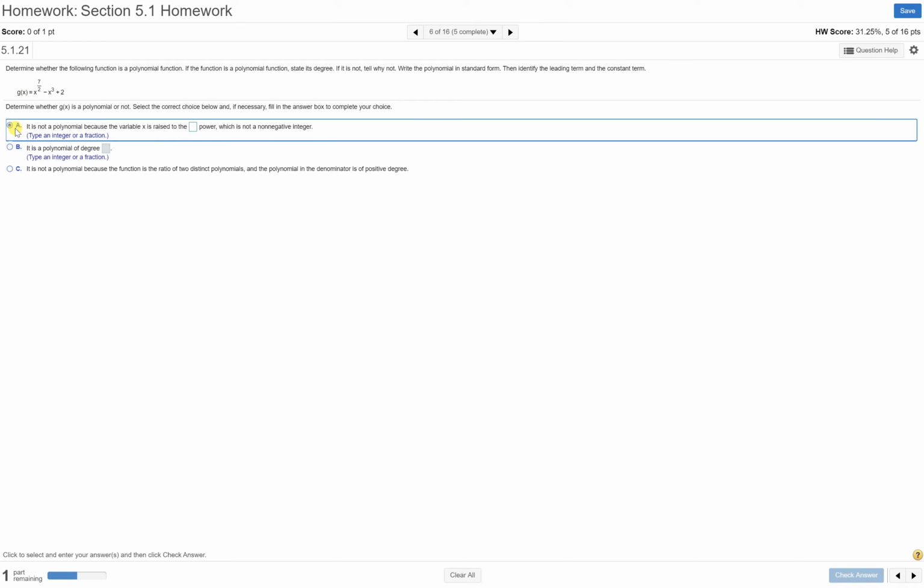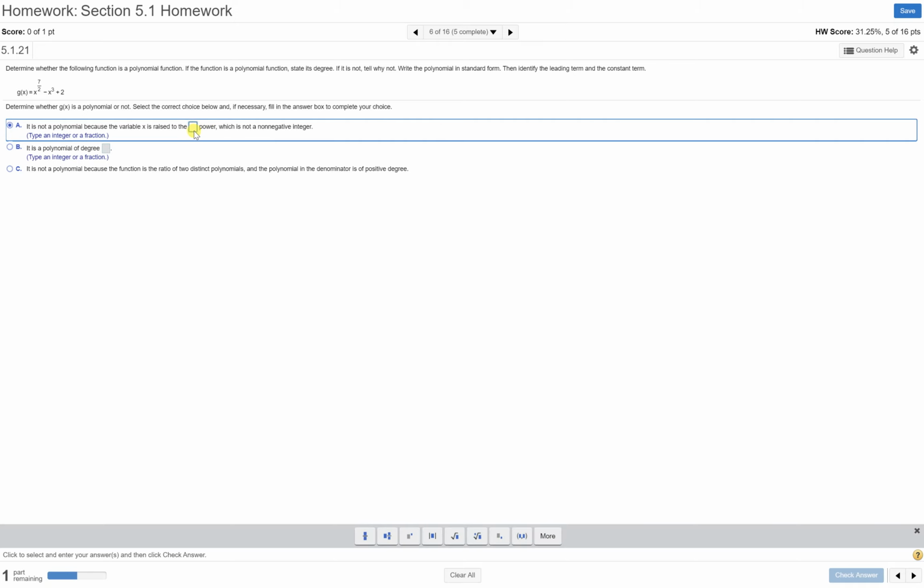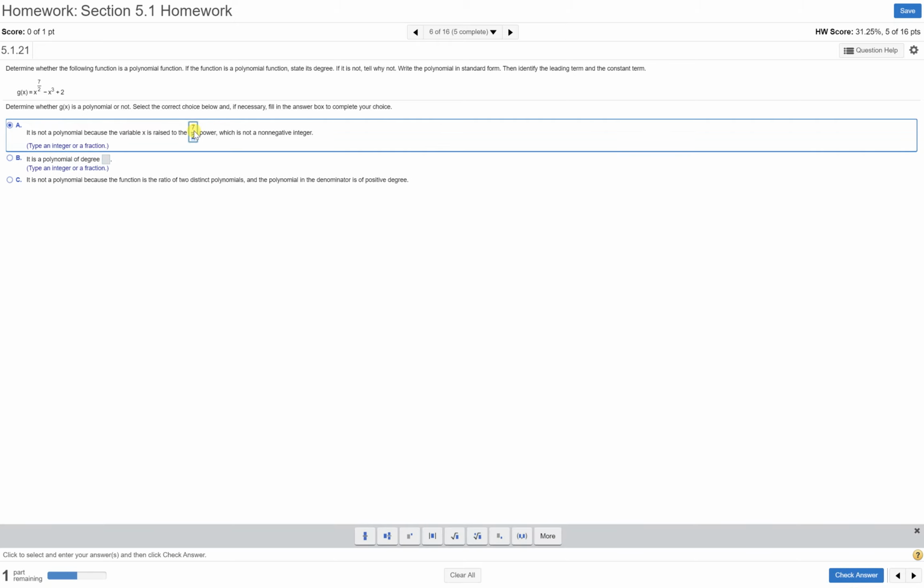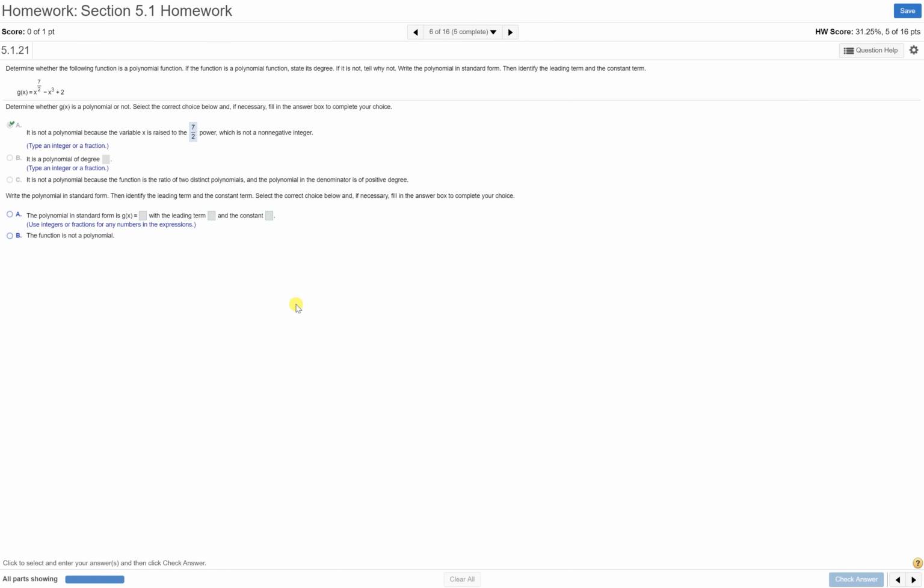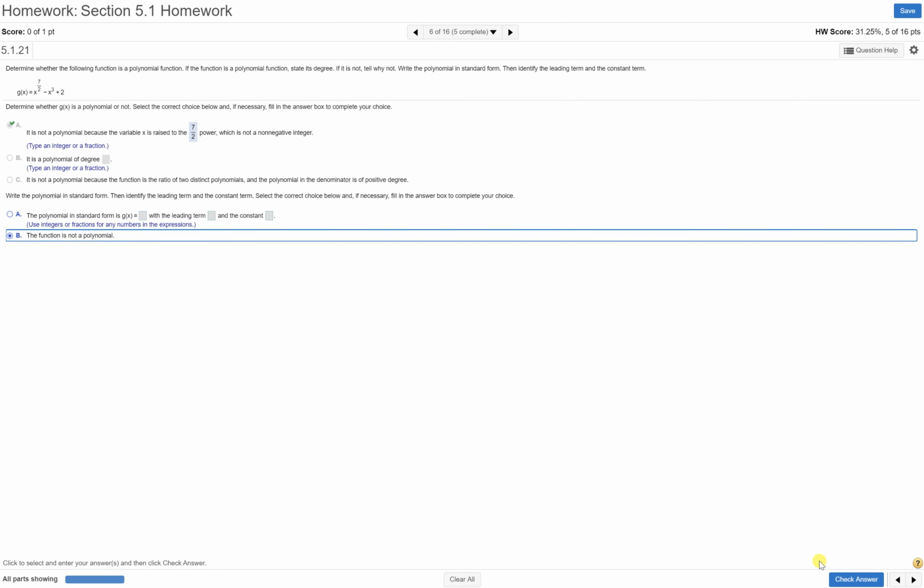So it's not a polynomial because the power is 7 over 2. Has to be an integer, right? Or a positive integer. So it's not a polynomial. Excellent.